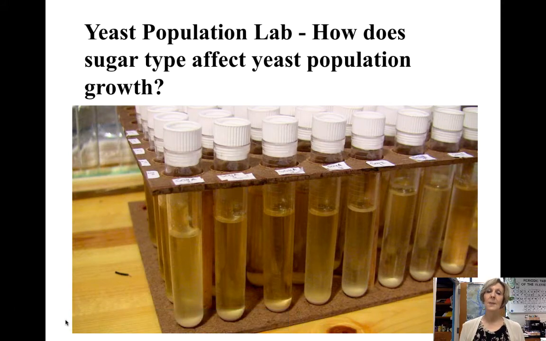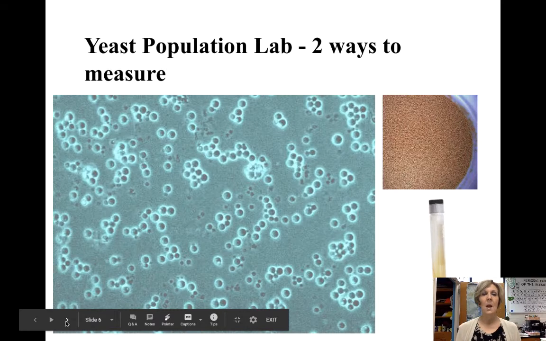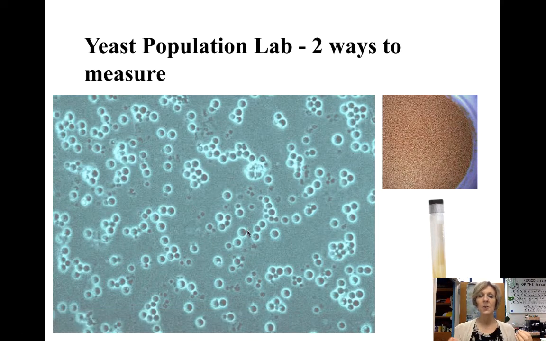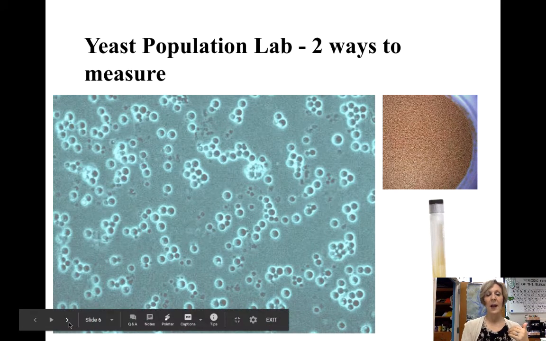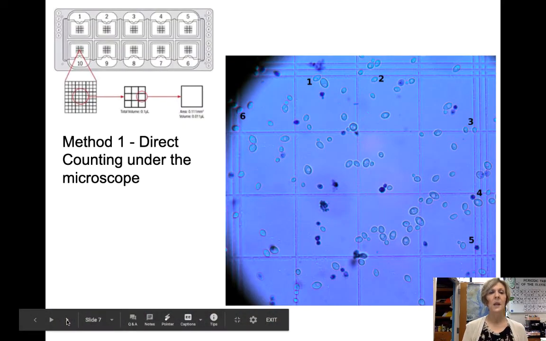A lot of times in AP Biology class, we'll do a simple yeast population lab, and we'll look at a question like, how does the sugar type affect yeast population growth? So we want to find a way to measure our yeast population. There are a couple of different ways we can do that. Yeast are microscopic fungi, and here's what those little cells look like. We know they reproduce by budding, and we put them in some media that has some kind of sugar, and they will grow. One of the ways we can measure is directly counting.